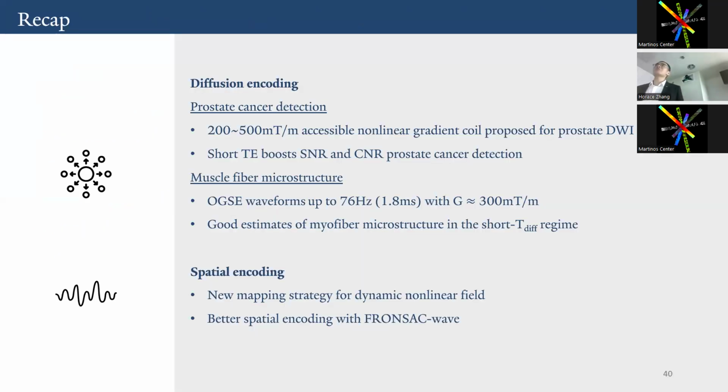All right, so to recap my talk today, I have walked you through the diffusion encoding and spatial encoding. About prostate cancer detection, the short TE boosts SNR and CNR in the prostate cancer detection, and for the microstructure, we can go up to a very high frequency OGSE waveform and have a good estimate of fiber microstructure. For spatial encoding, I have introduced the new mapping strategy, as well as the FRONSAC-wave encoding that benefits general spatial encoding.